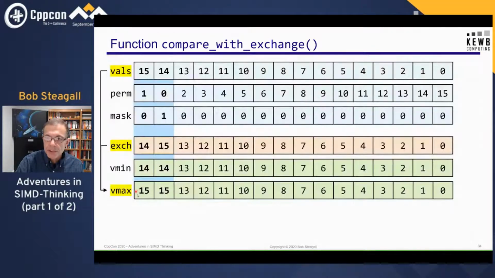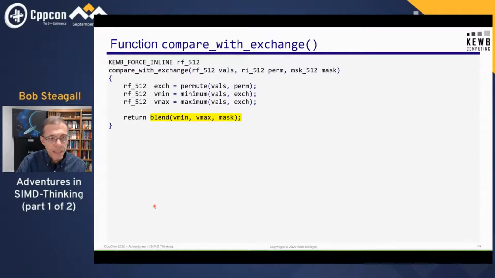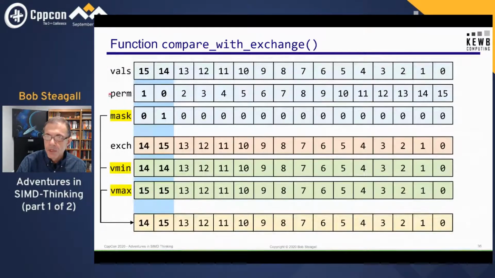So now I've got the minimum. Likewise, I'm going to compute the maximum. I do the same thing, except I look for the maximum value. Here again, between vals and exchange, the maximum is 15 in both locations. So now for these two elements in the register, I have values for the minimum and values for the maximum. Now I'm going to blend them using the bit mask. My bit mask is telling me how to blend vmin and vmax: for the 0s, get the value from vmin; for 1s, get the value from vmax. And lo and behold, I've just sorted the first 2 elements in this register. I think that's pretty cool.